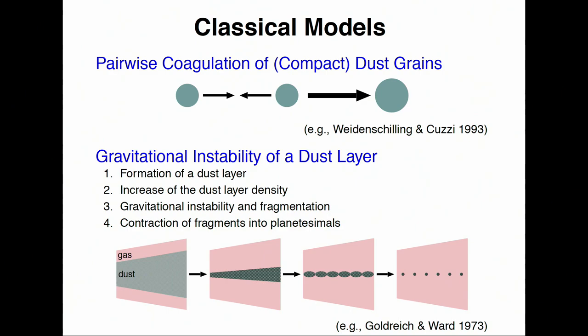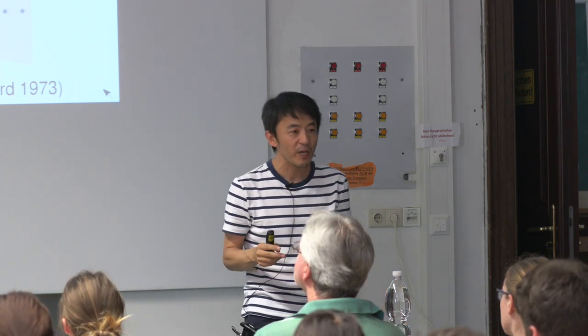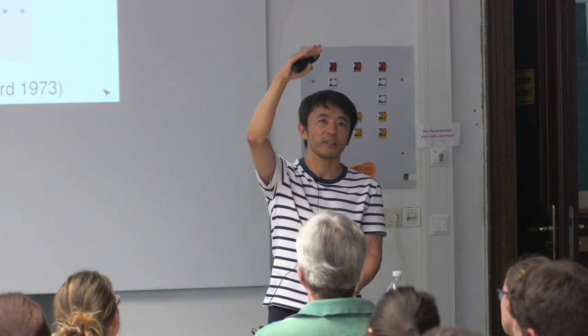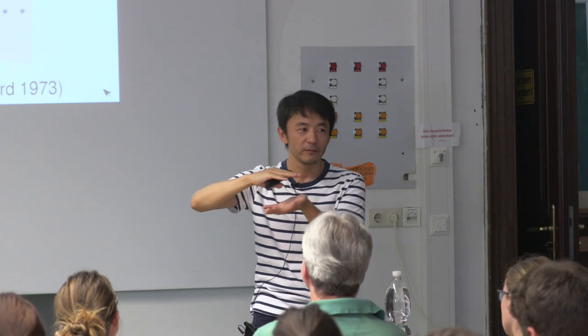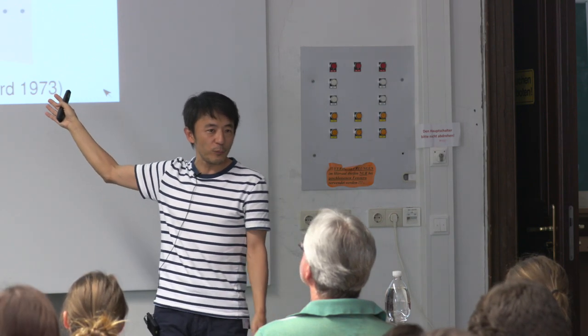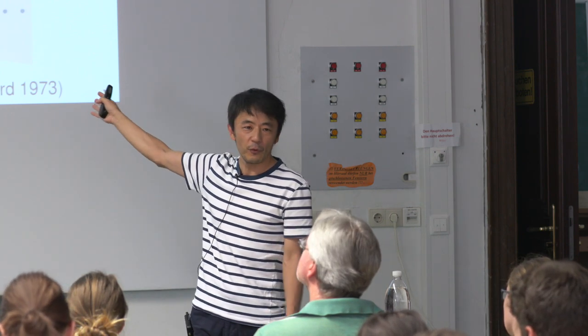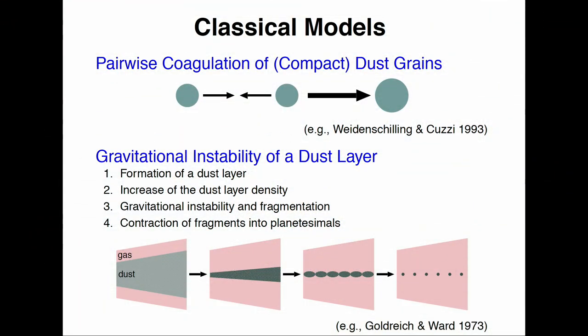But this second classical model also has, as we now understand, a difficulty. Because for this mechanism to operate, the protoplanetary disk, I mean the gas component, should be very calm. Otherwise, the dust components cannot settle toward the mid-plane. But from the observations, we can estimate the strength of the turbulence of the protoplanetary disk. And now I think we agree that it is very difficult for this kind of mechanism, because the protoplanetary gas is a little bit too turbulent. So then how can we form planetesimals?